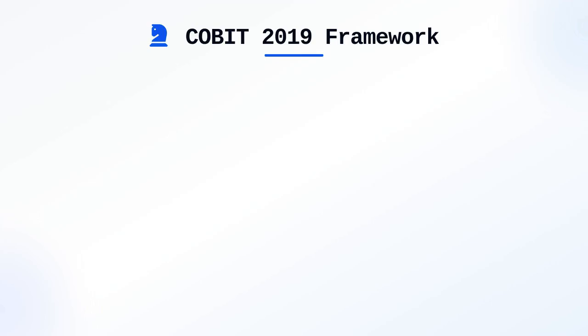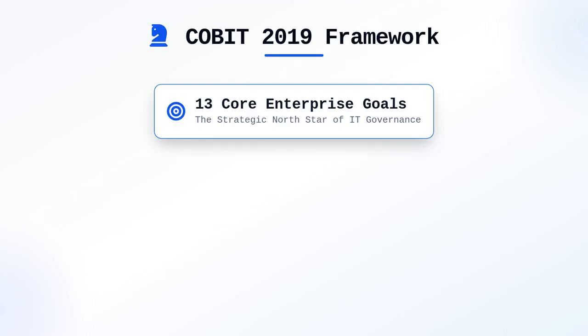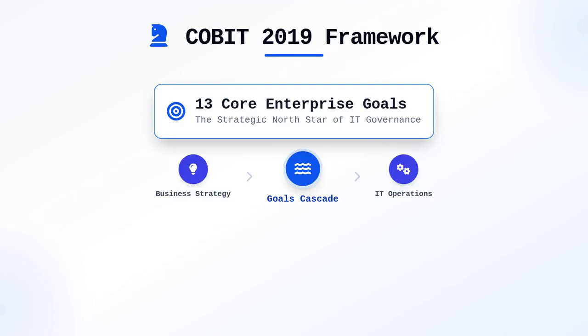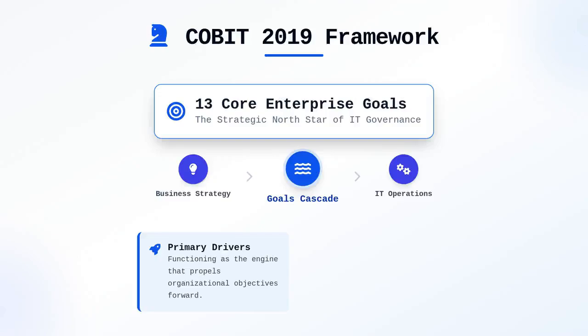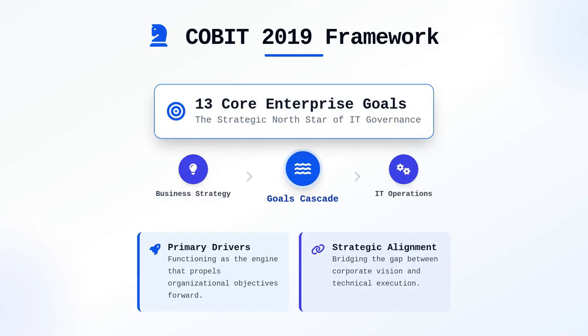Welcome to our focused look at the 13 core enterprise goals established within the COBIT 2019 framework. We will examine how these goals function as the primary drivers within the goals cascade and why they are essential for aligning business strategy with IT operations.